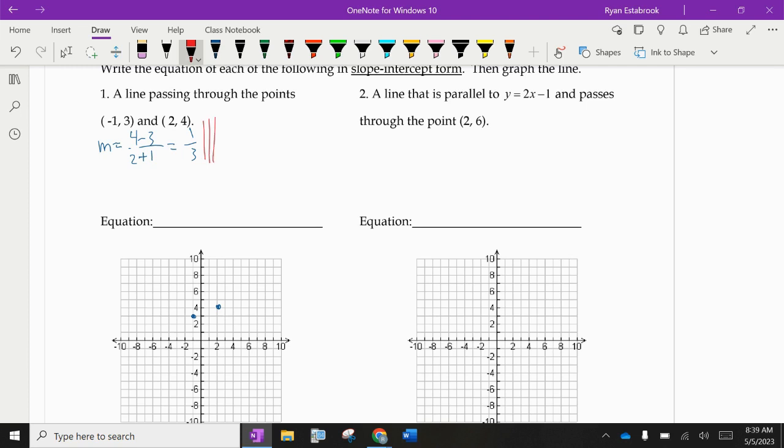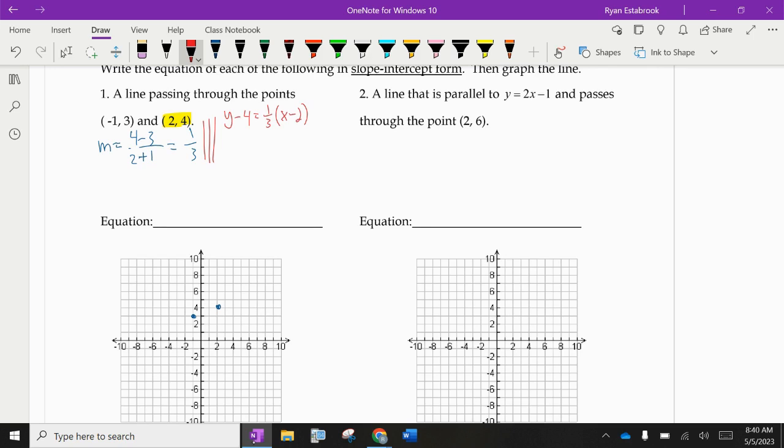Step 2, we're going to go to point slope form. I could use either one of those points. They're both using small numbers. I like that. This one uses positive numbers. Usually I prefer that. So with point slope form, I have y minus 4 equals our slope of 1/3 times x minus 2. So there's point slope form.